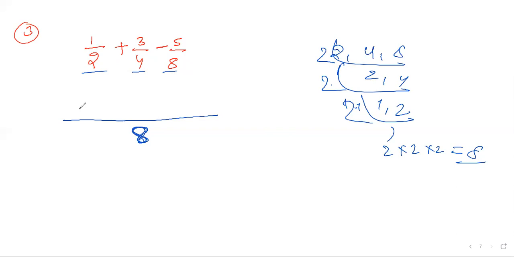Okay. 1 by 2 plus 3 by 4 minus 5 by 8. Now you take the LCM of 2, 4, 8. 2 ones are 2, 2 twos are 4, 2 fours are 8. The LCM is 8. So write 8.